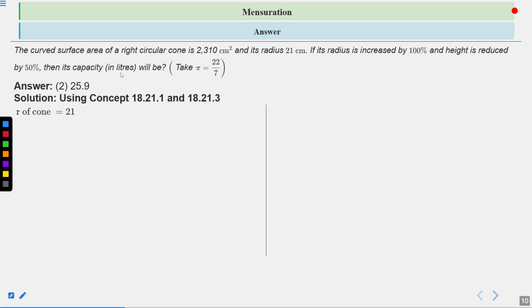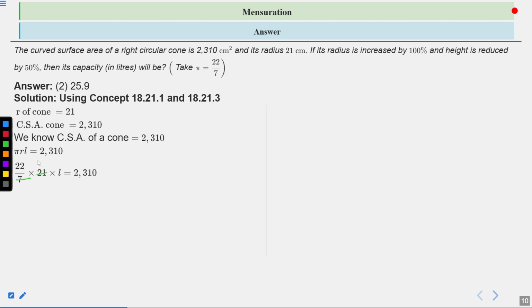So R of the cone is given, which is 21 centimeter. R represents the radius of the cone. The curved surface area is also given, which is 2310. So we know that the curved surface area of a cone, 2310, equals pi RL. Now we have the radius, so we can calculate the value of L. So we get 22/7 into 21 into L equals 2310.